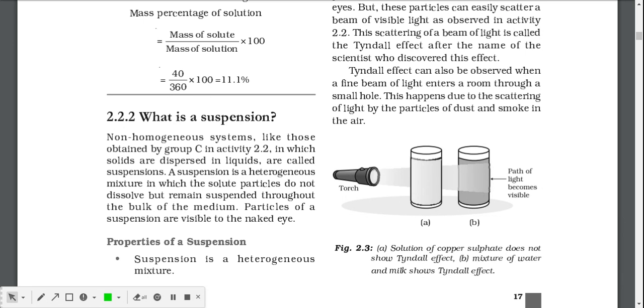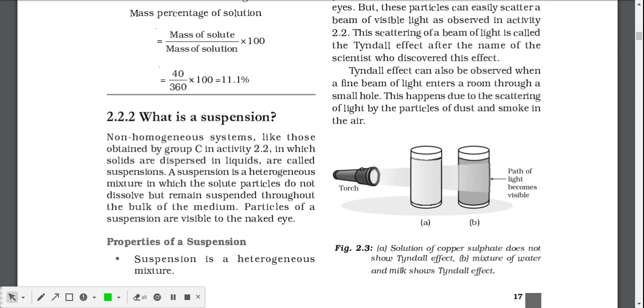Now, what do you mean by a suspension? Suspension means non-homogeneous systems like those obtained by Group C in Activity 2.2 that we have already done, in which solids are dispersed in liquids, are called suspensions. So जब solid disperse हो रहे हैं liquids में, that is known as basically suspensions, right? मतलब suspend हो रहा है, ऊपर दिखाई दे रहा है, visible है. The suspension is a heterogeneous mixture because visible है, तो that means वो mix नहीं हुआ properly. That is known as a heterogeneous mixture or heterogeneous solution in which the solute particles do not dissolve but remain suspended throughout the bulk of the medium.